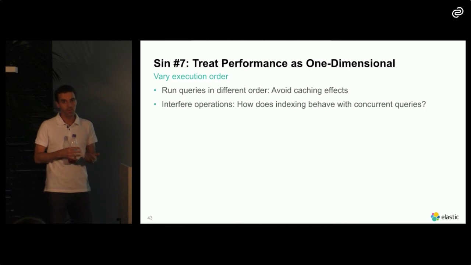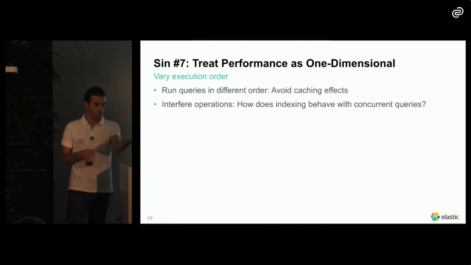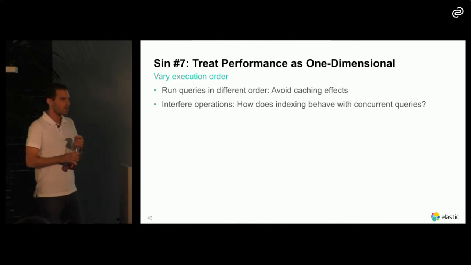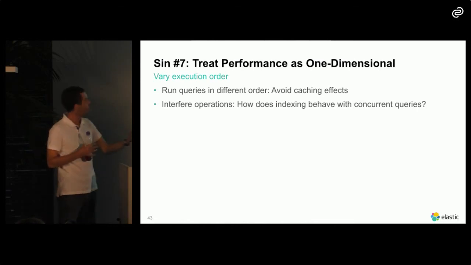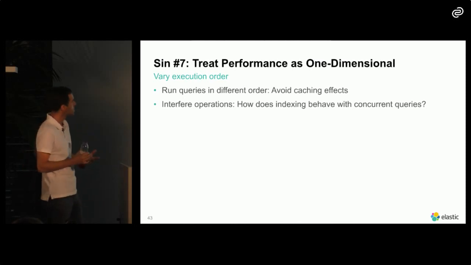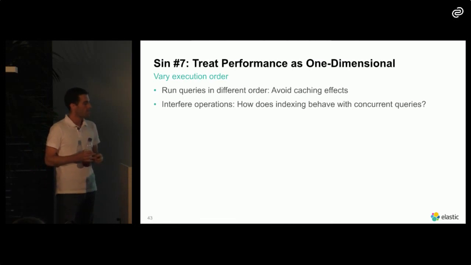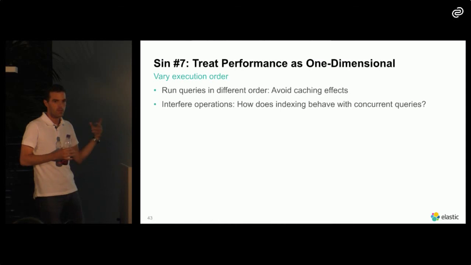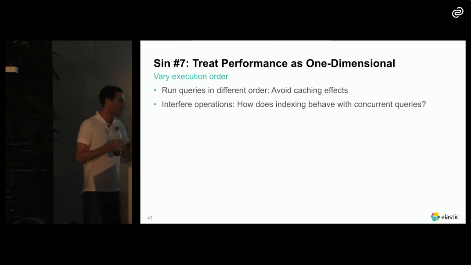Also, maybe we want to vary execution order. This is where your question comes in. We want to interfere. We want to run queries in different orders. We want to interfere operations. We want to know when we index how the search behaves then. And to be honest, currently Rally can't do this, but it's on the roadmap. It will be able to do this soon.